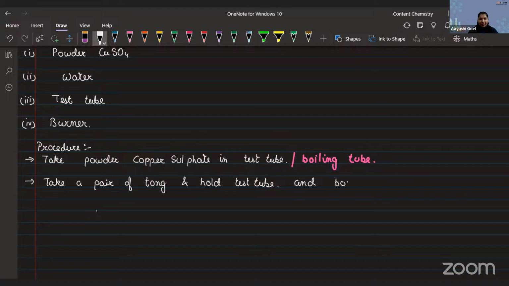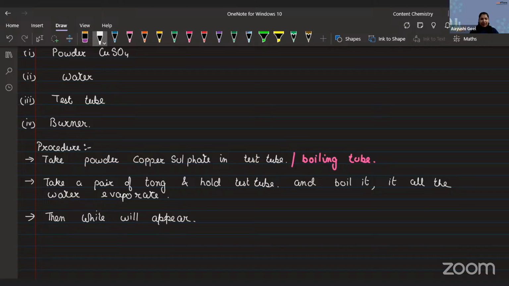And boil it till all the water evaporate. Stop. Next point. Then white color will appear. And last, add few drops of water. Blue color regains.